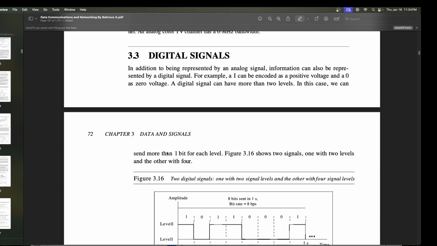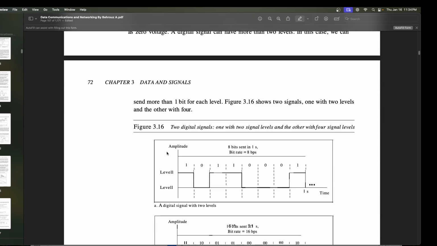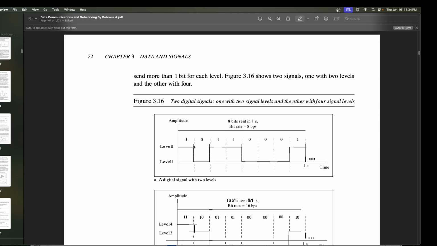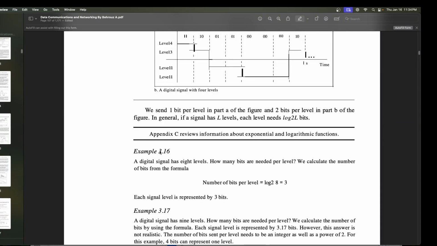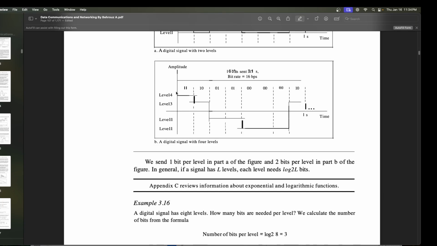What he's trying to say is, in addition to being represented by analog signals, information can also be represented by a digital signal. For example, I can encode a positive voltage and a zero as a negative or zero voltage. A digital signal can have more than two levels. So basically, these are two levels. How many levels? That is the number of bits. A single signal has 8 levels. How many bits? Well, the more the number of levels, the more the bits.